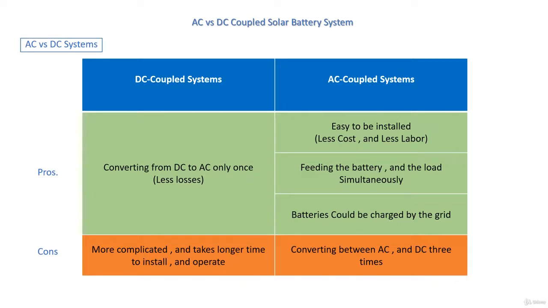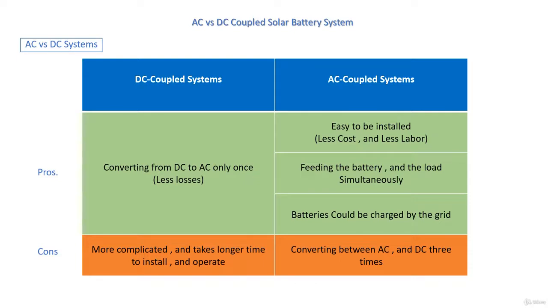The main advantage for the DC coupled solar systems is that the electricity is converted from DC to AC only once, and not 3 times as in the AC coupled one. Then the overall system efficiency is higher and lower losses are experienced by the system.